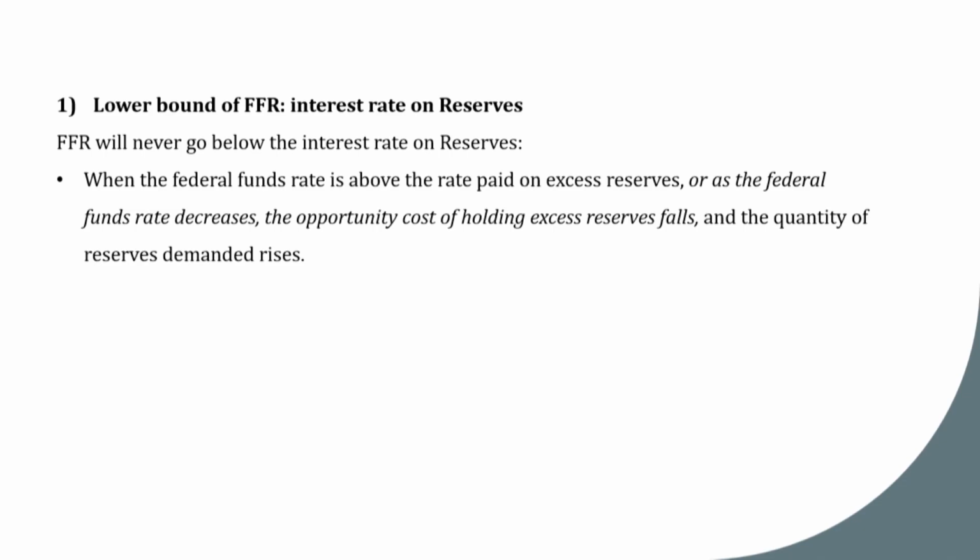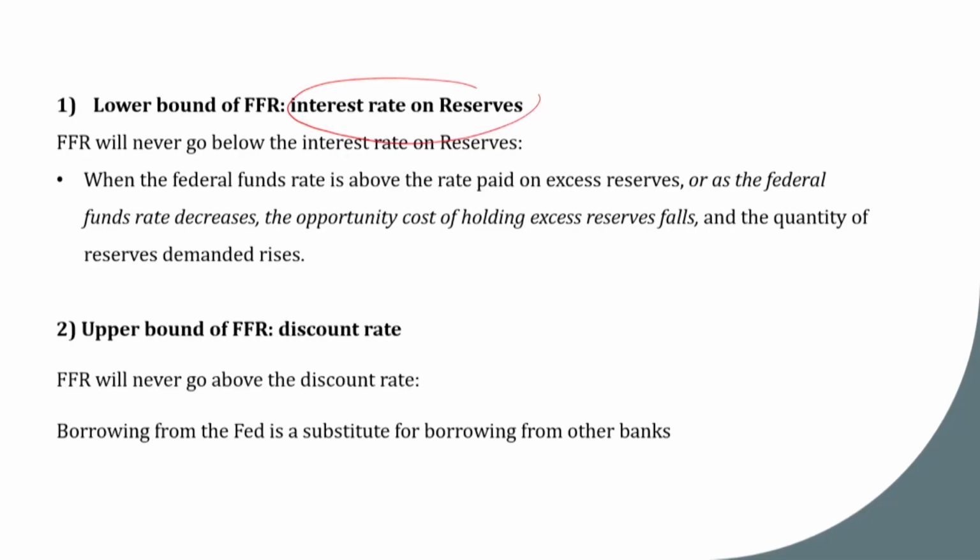Using the lower bound, they say that this is the lower bound of the FFR, which is based on the interest rate on reserve, because the Fed fund rate will never go below the interest rate on reserve. No one will lend to another bank below the interest rate on reserve, because instead of lending in the Fed fund market, it is better to put the money with the central bank. They will get the interest rate on reserve. So because of that, the lower bound of the FFR will always be the interest rate on reserve.